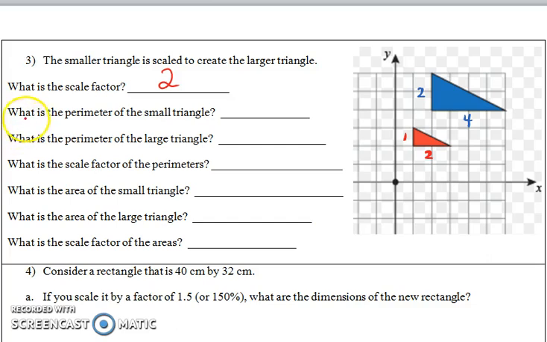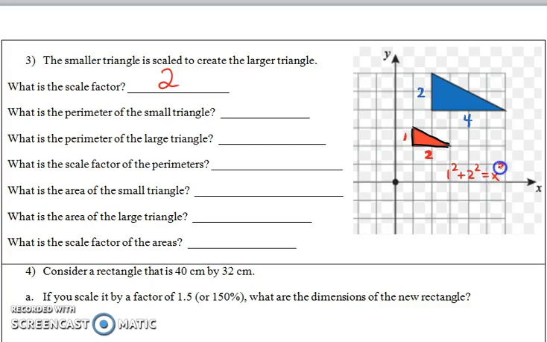Next question asks, what's the perimeter of the small triangle? Well, this brings us back to an old topic of perimeter. Perimeter means take all of the sides and add them up. Well, we know this side is 1, we know the base is 2, but we don't know the hypotenuse. However, you can easily and quickly solve for the hypotenuse by using Pythagorean theorem.